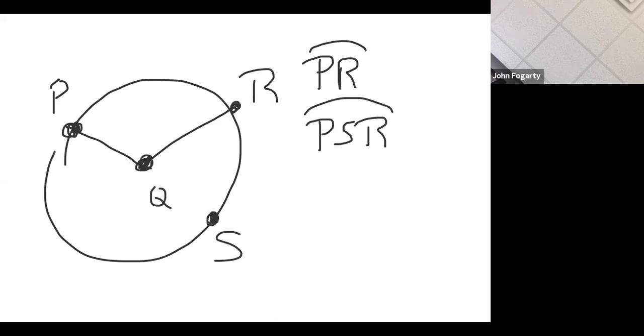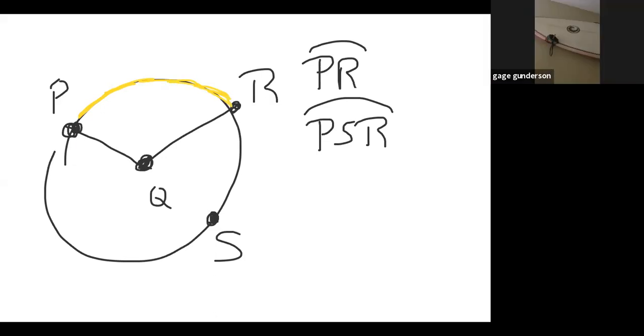Which arc is the minor arc? Which arc is the major arc? Well, we know that it cuts the circle into two. There's one arc. That's one. And where's the other arc? Here's the big other one.